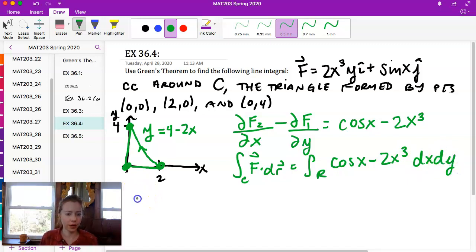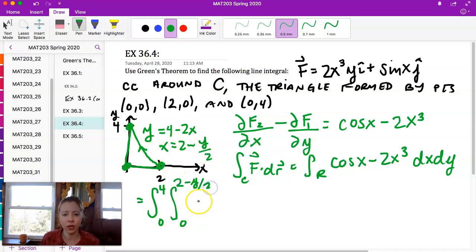So for y, we're going from 0 to 4. For x, we're going to have x equals 2 minus y over 2, just solving for x there. And so we're going to go from 0 to 2 minus y over 2. And we have cosine x minus 2x cubed dx dy.